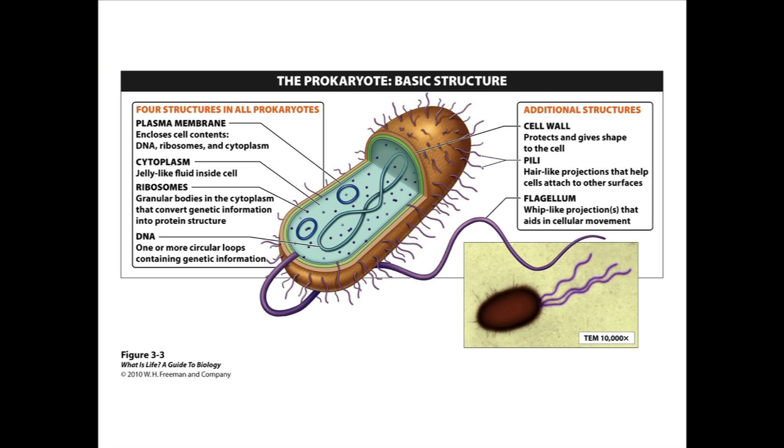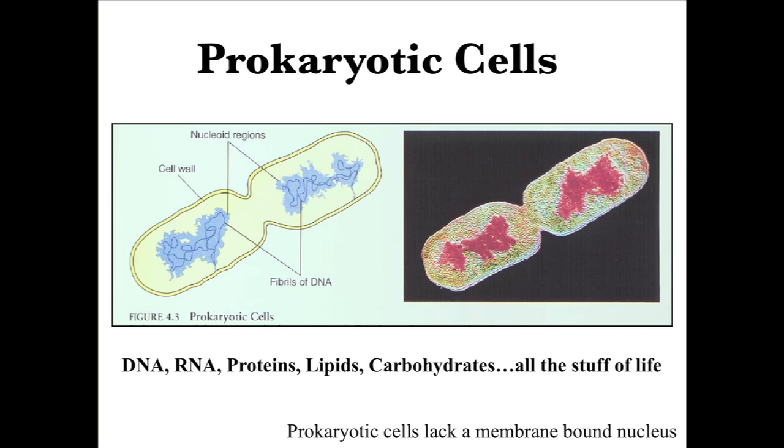They have an outer membrane, they have a cytoplasm, they have ribosomes for making proteins, and they have DNA and RNA, and basically all the stuff of life. They do lack a membrane-bound nucleus, but they have a nucleoid, so-called, which contains the DNA. All of the DNA copies every time one of these cells divides.